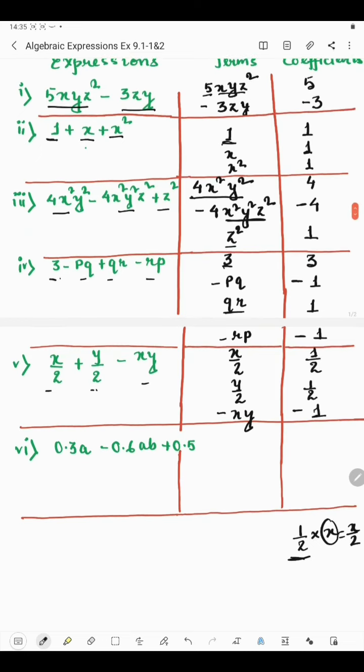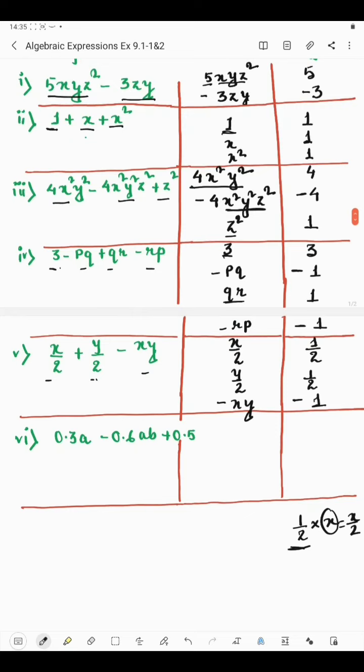Okay, now the last part of this question, 0.3a minus 0.6b plus 0.5b. So that means we have three terms, 0.3a, minus 0.6ab and 0.5b. So the coefficient of 0.3a will be 0.3 because in 0.3a, 0.3 is multiplied by a. So with this variable, this term, this number is present, so it will be 0.3.